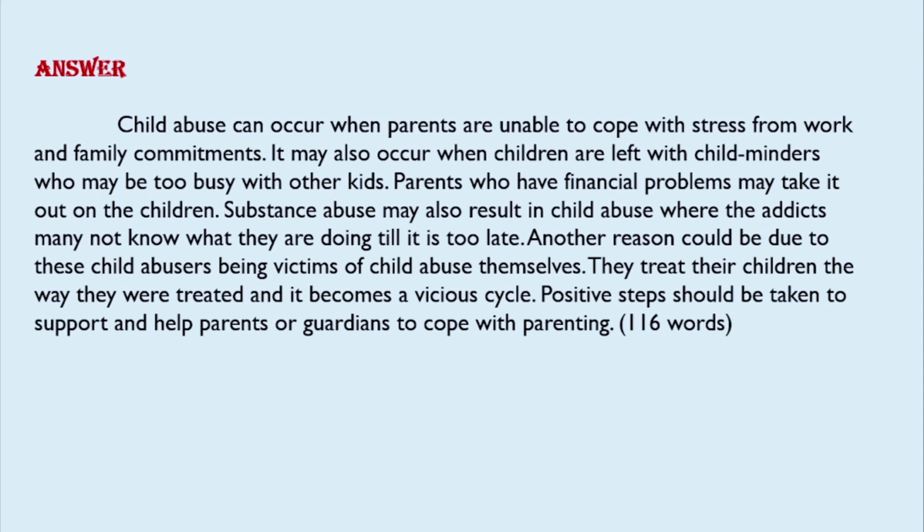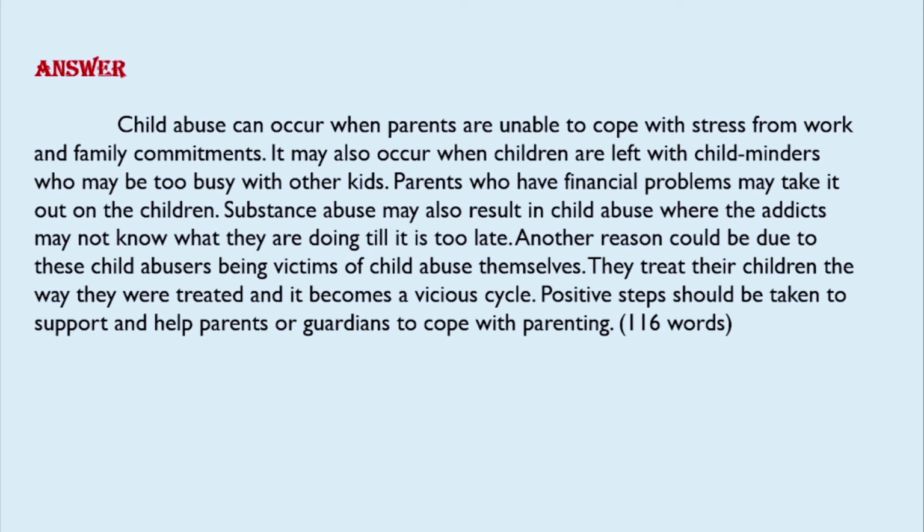So now let's look at the answer. So now we have to write the summary of this passage. So let's look at the answer. Child abuse can occur when parents are unable to cope with stress from work and family commitments. It may also occur when children are left with childminders who may be too busy with other kids. Parents who have financial problems may take it out on the children.